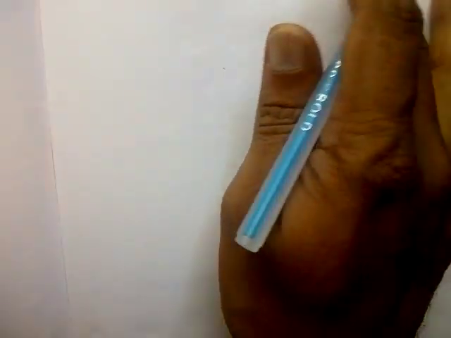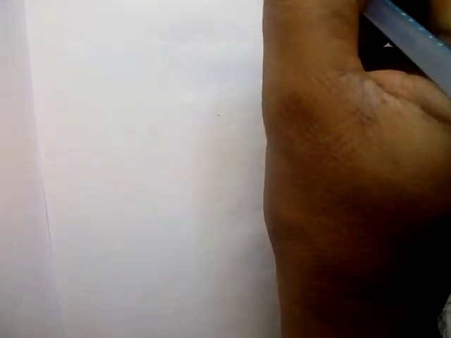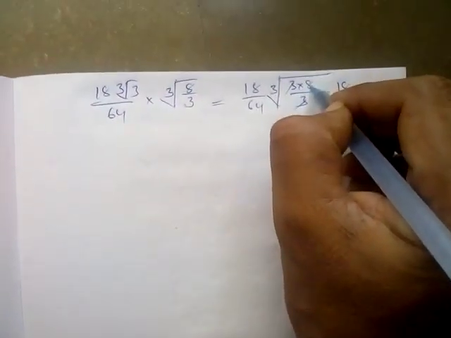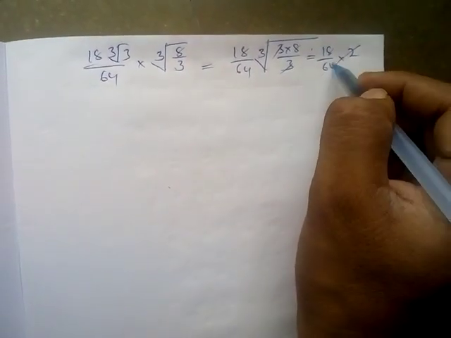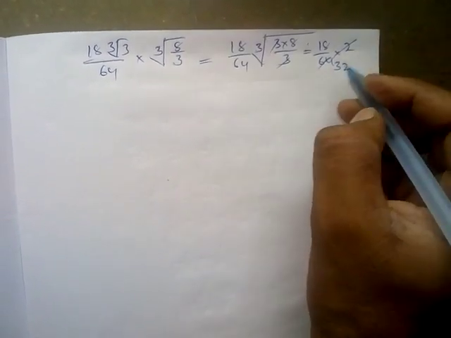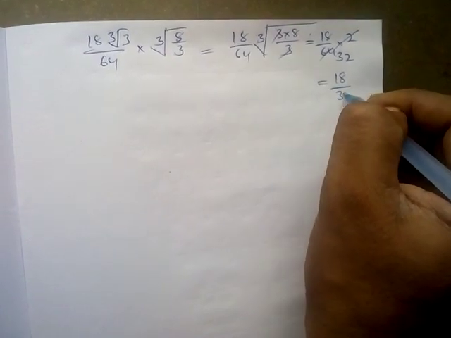Means 18 cube root of 3 by 64 into cube root of 8 by 3. So 18 by 64 cube root of 3 into 8 by 3. 3 3 cancel. So we get 18 by 64 into cube root of 8. Cube root of 8 is 2. So 8 ones 8, 32s. So 18 by 32.